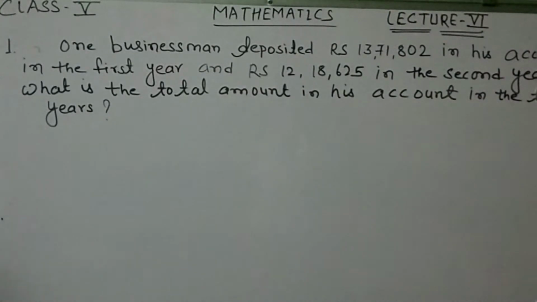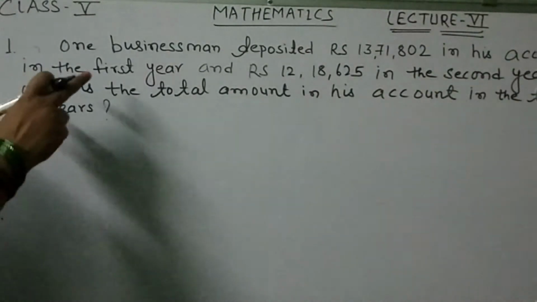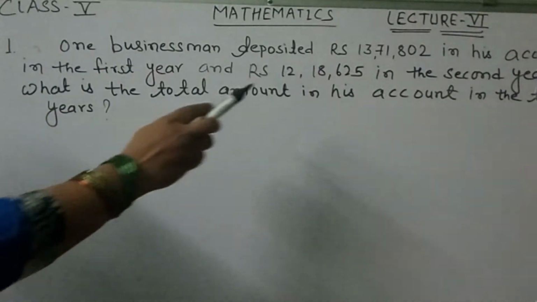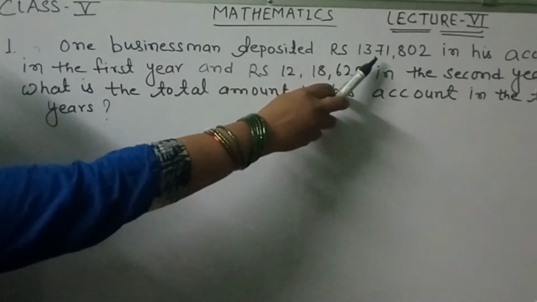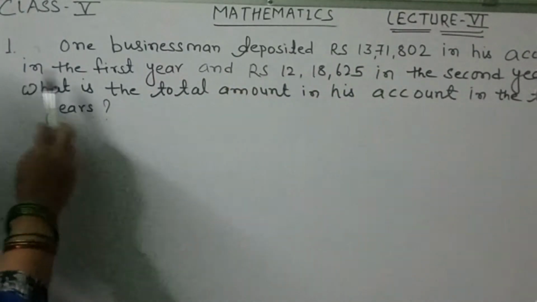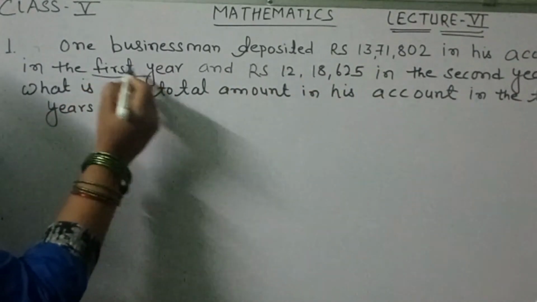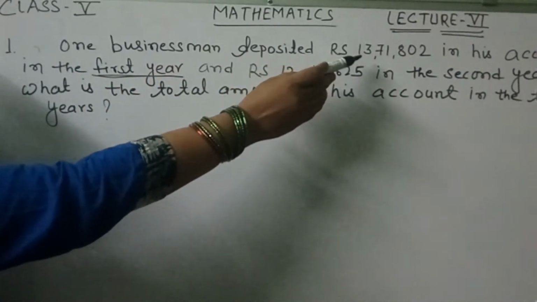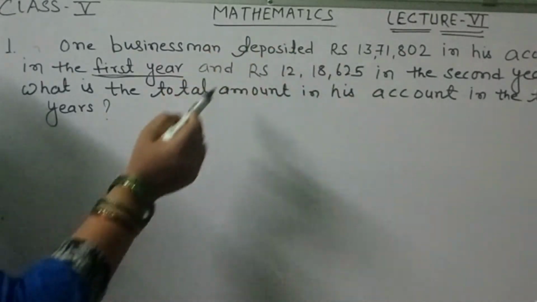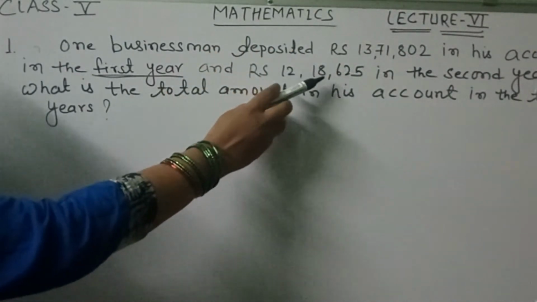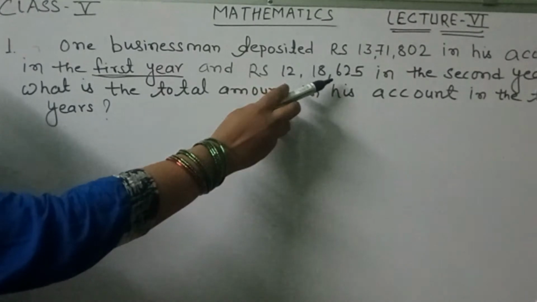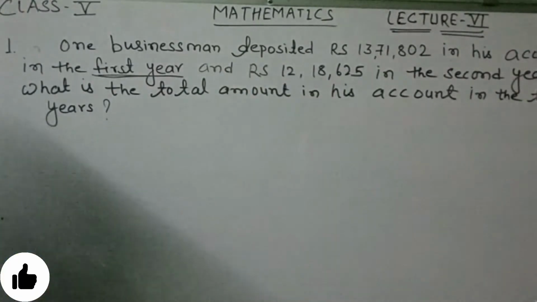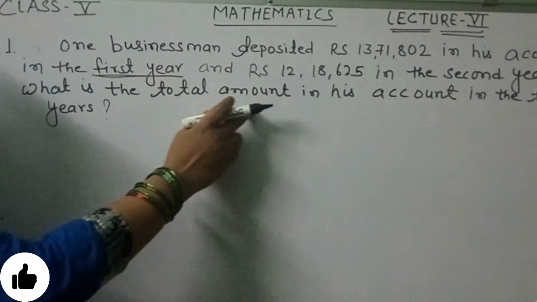Children, now I will take one question from your book. What is written? See here. One businessman deposited rupees 13 lakh 71,802 in his account in the first year, and rupees 12 lakh 18,625 in the second year. Then what is the total amount in his account?